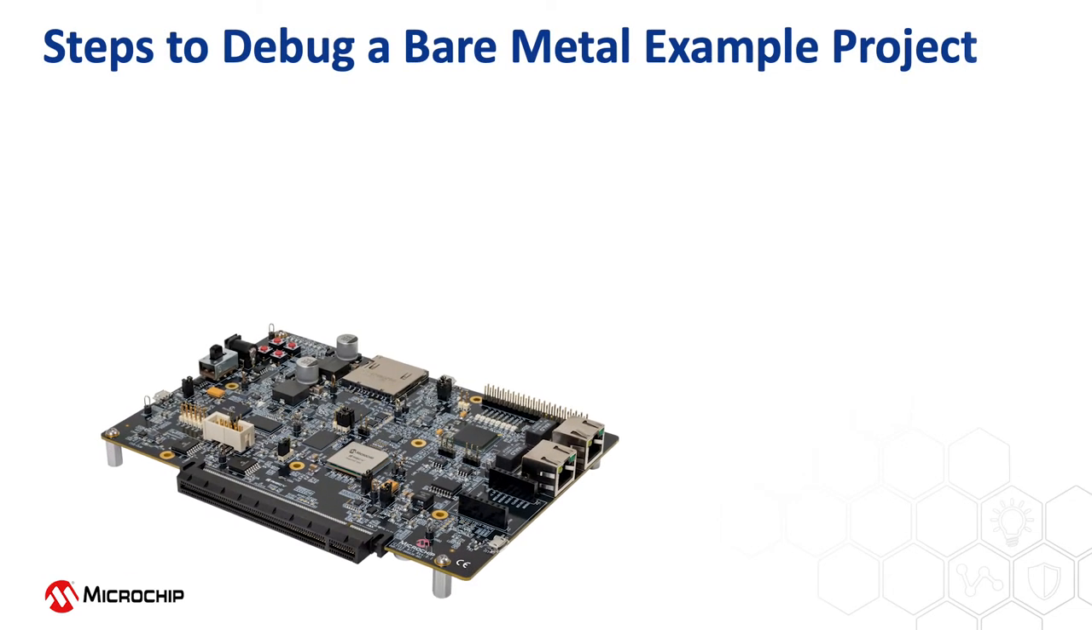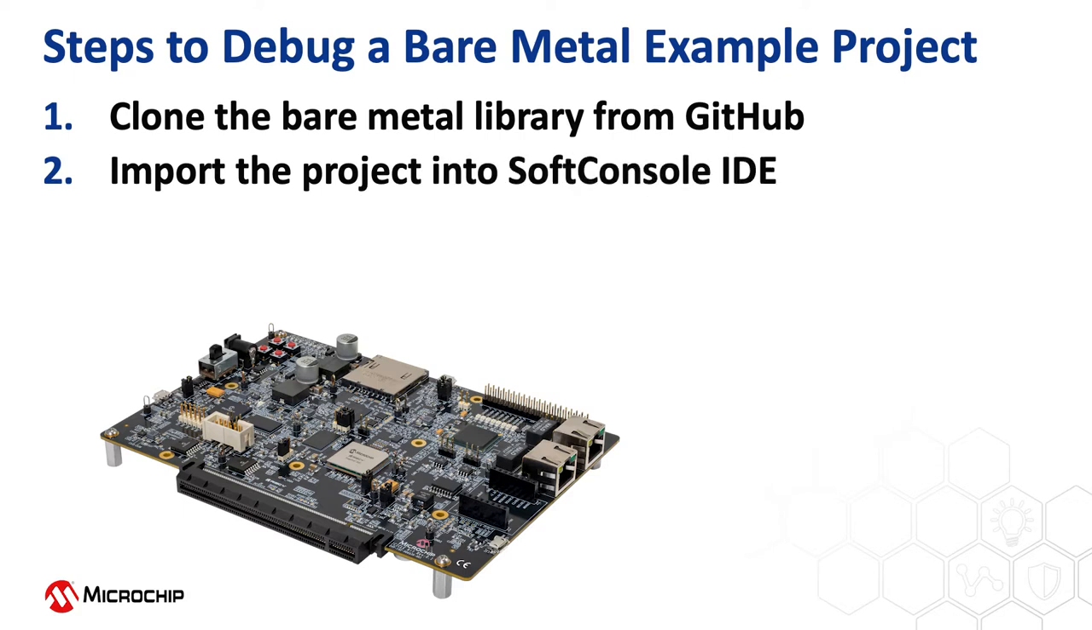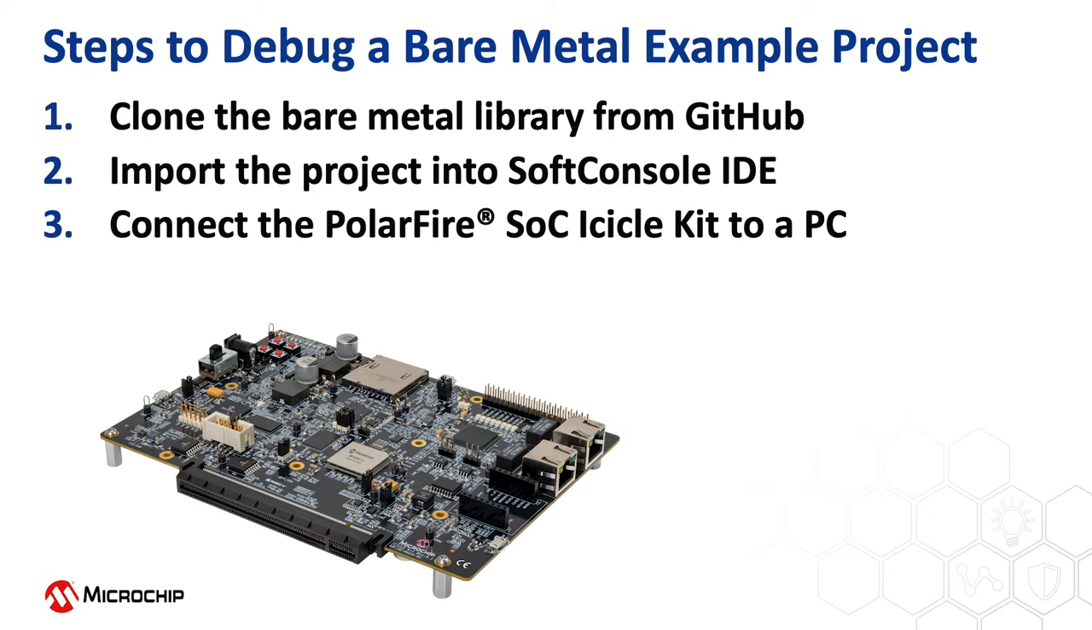To debug an example bare metal application on the Icicle Kit, you will first need to clone the bare metal library from our GitHub repository, import the project onto the SoftConsole development environment, connect the Icicle Kit to your PC, then build and debug the project.